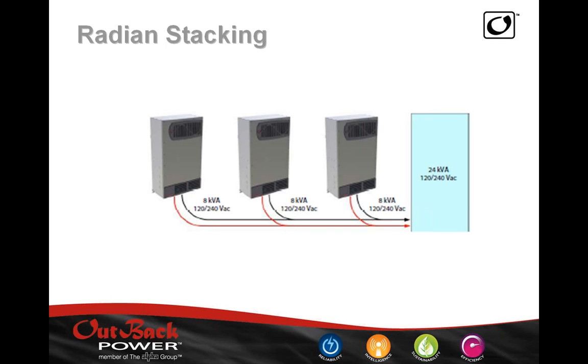The stacking or the paralleling of these inverters can really only be done in one direction. This is a 120-240 volt load and inverter, so we can really only stack in parallel. So here we have 3 8 kVA inverters in a 120-240 volt output network for a total of 24 kVA at 120-240. Now, these can be stacked up to 10, so the limit here would be 80 kVA at 120-240, so it's a pretty big system at that point.